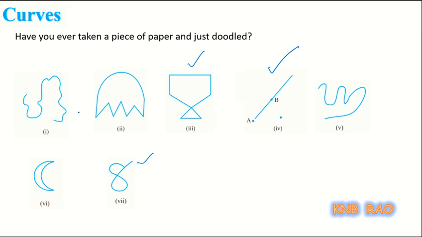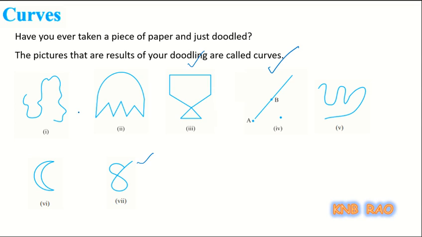Now I am taking you to the next important point. The pictures that are results of your doodling are called curves. This is the definition, or instead of definition, the meaning of a curve, which you can note down. The pictures that are results of your doodling are called curves. This is an important one that you have to understand.